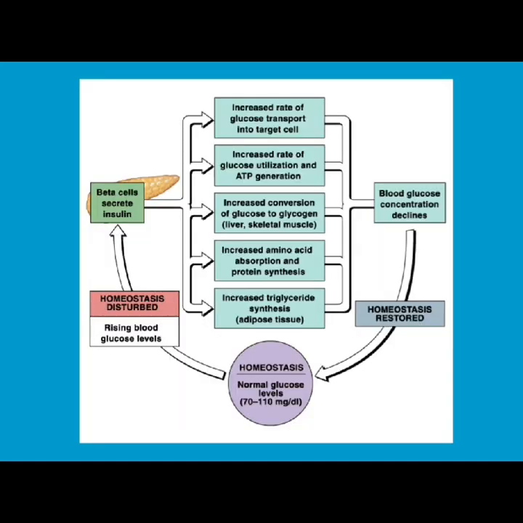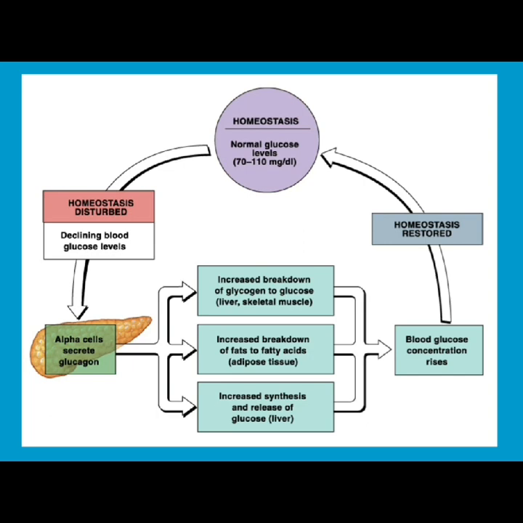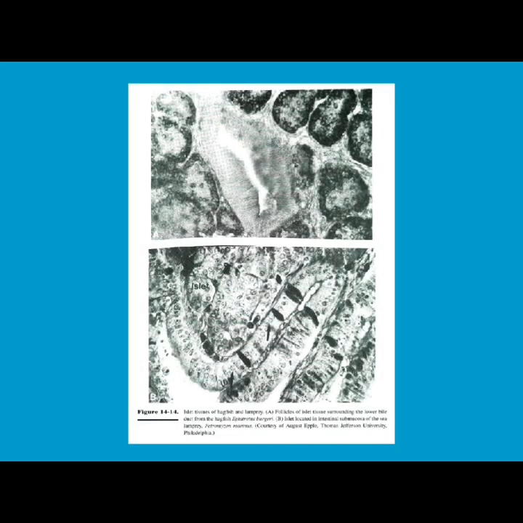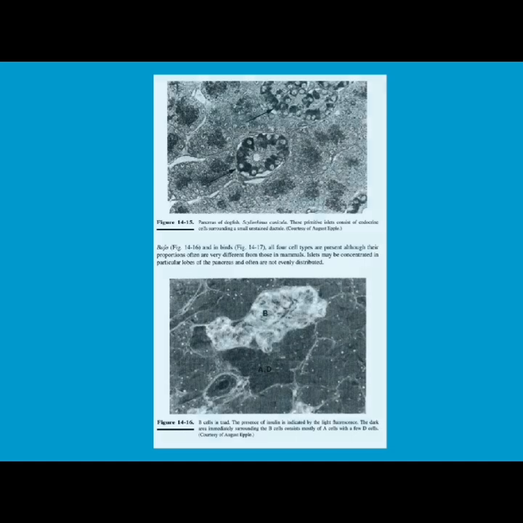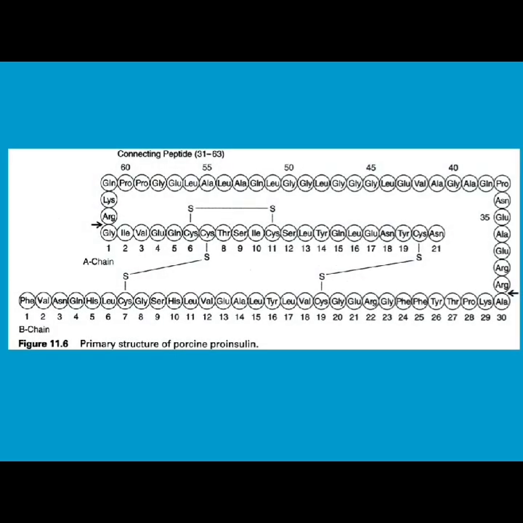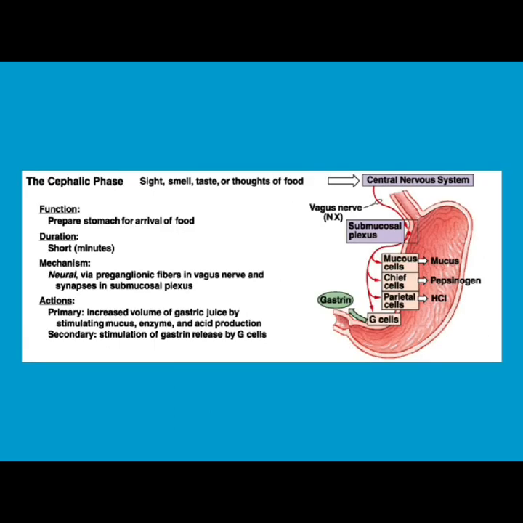Here we can see some flow charts of it and we can go through that. Here is a representation of the pancreatic disorders, shown through an electron microscope. Here we can see a long polypeptide chain, which represents the primary structure of proinsulin.